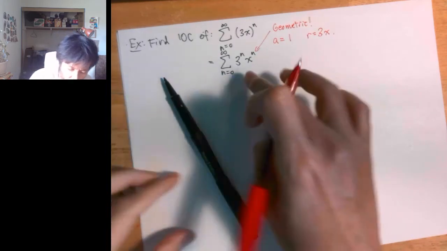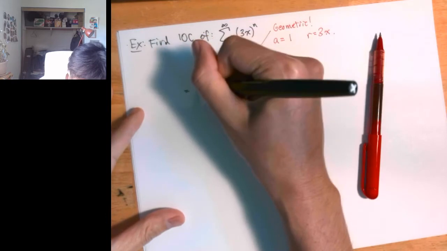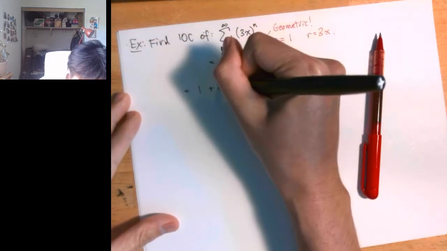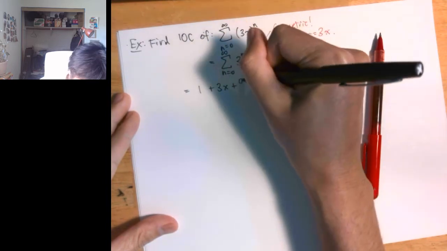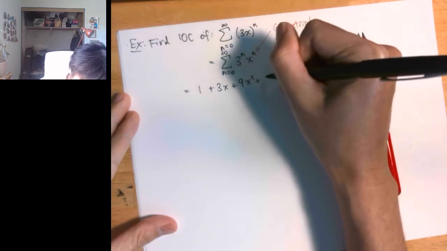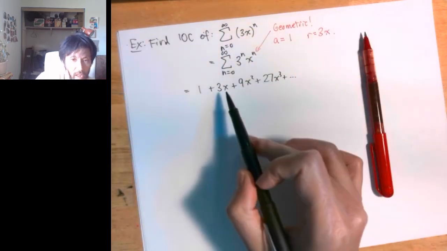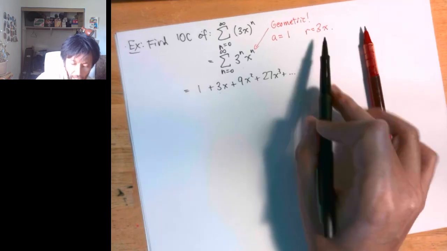I mean, we can write out this series. It's 1 plus, now if I stick in n equal to 1, I get 3x. My next term is going to be 3 squared, which is 9, times x squared. The next term is going to be 27x cubed, etc. So to get the next term from the previous, you multiply by 3x. So it's geometric.